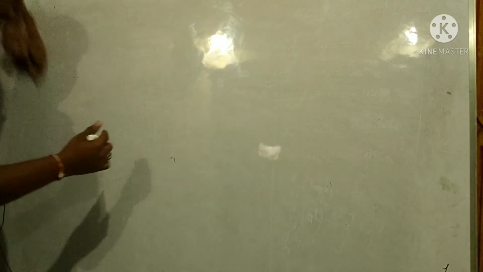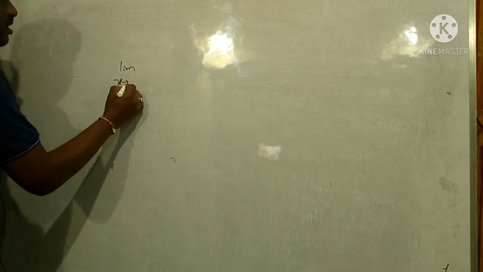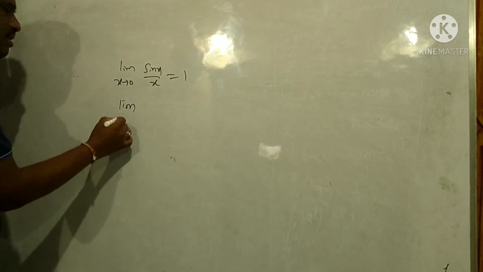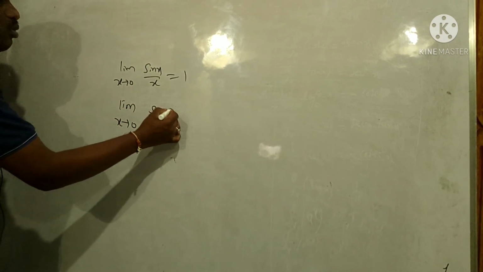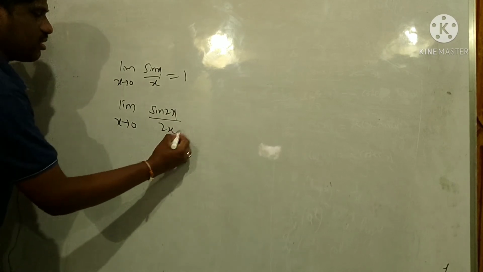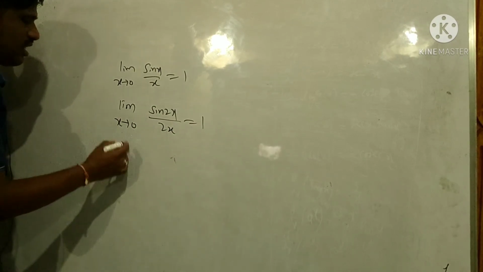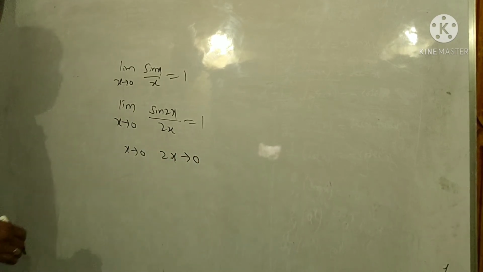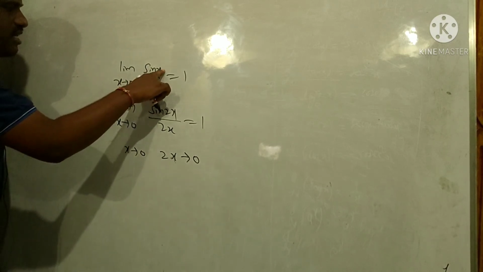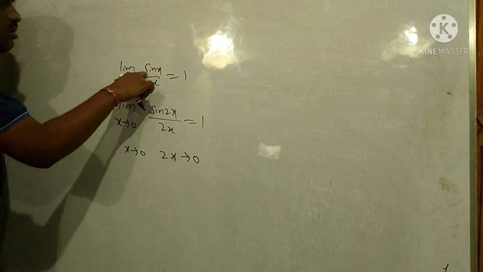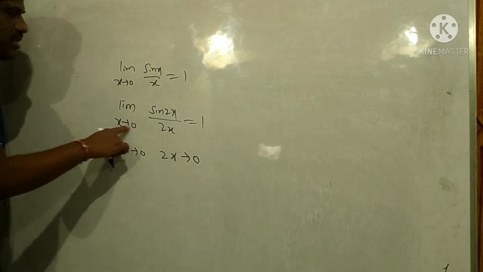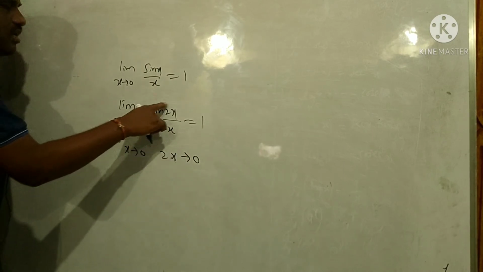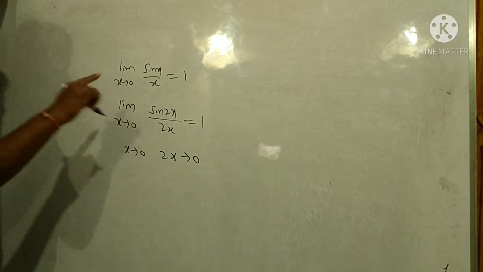Correct? Whenever you have limit x tending to 0, sin x by x is 1, then similarly limit x tending to 0, sin 2x by 2x is also 1. The reason is: if x is tending to 0, then 2x is also tending to 0. So one thing to remember, you have x here, x here, x here. So limit x tending to 0, sin x by x is 1. If x is tending to 0, 2x also tends to 0, so sin 2x by 2x is also 1.